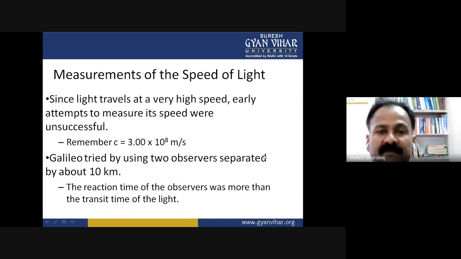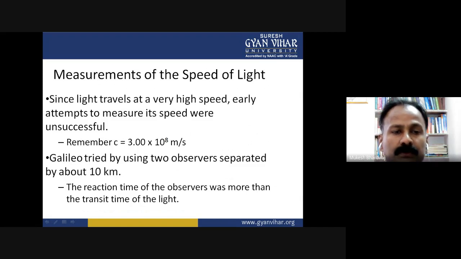Measurement of the speed of light. Before investigating the nature of light, first we come to the topic of what is the speed of light, that is, how you measure the speed of light. Since light travels at very high speed, early attempts to measure its speed were unsuccessful. Remember, c equals 3 into 10 to the power 8 meter per second, that is the speed of light.